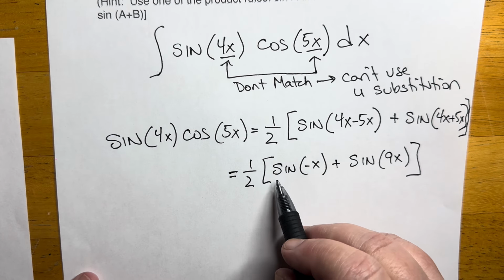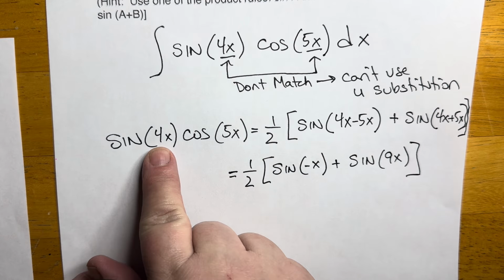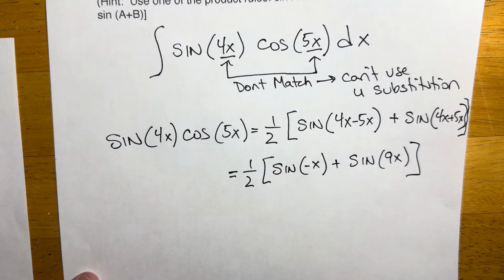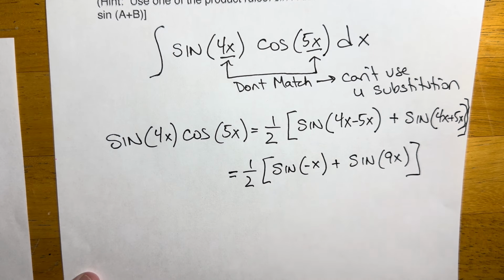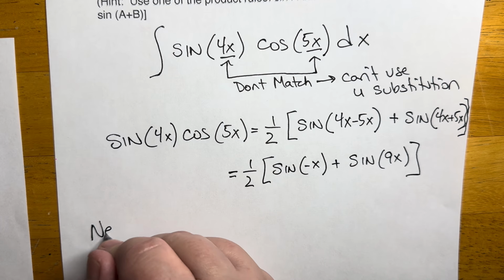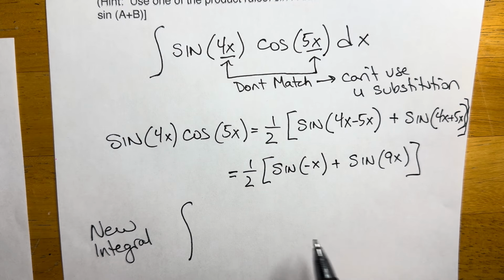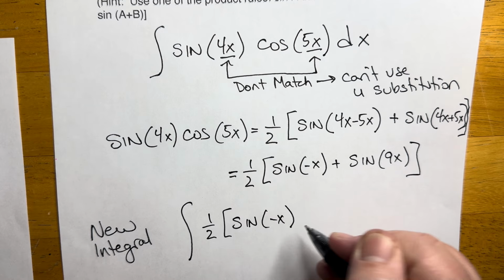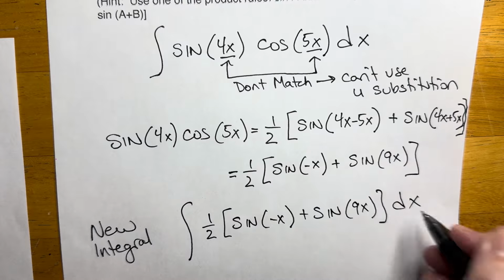Basically, sine of the opposite of x, if I had switched this around and put 5x first, yeah, there are ways to play with this, but don't sweat this right now, okay? So I've got my new integral. One half sine of the opposite of x plus sine of 9x dx, right?